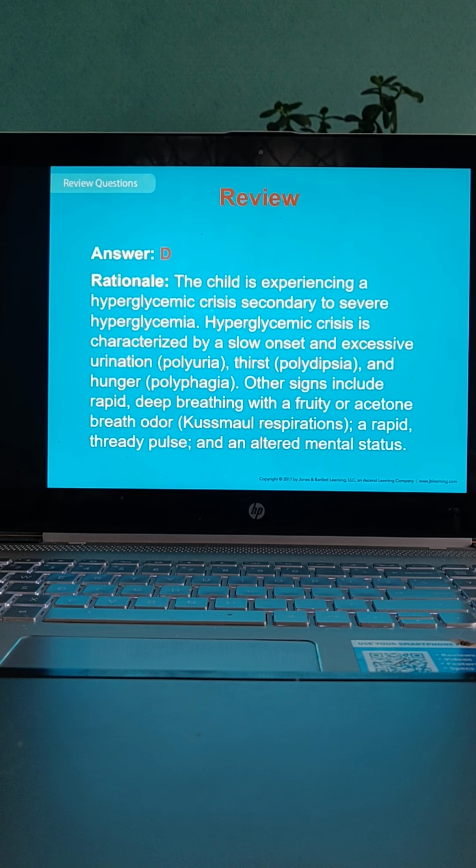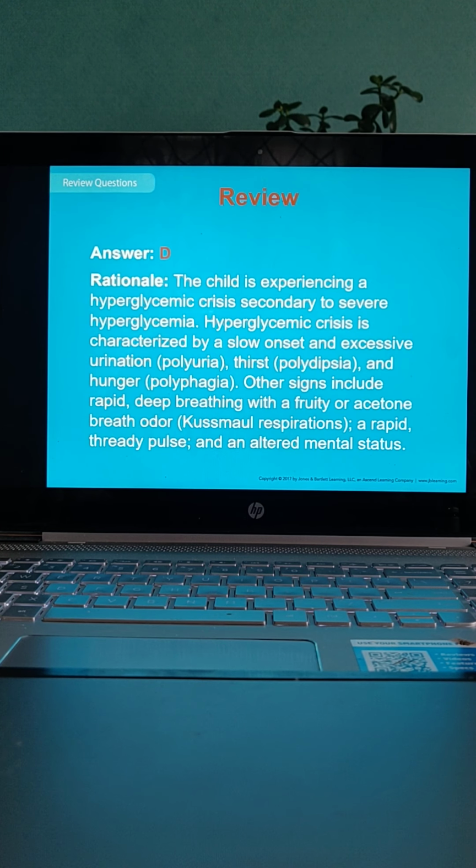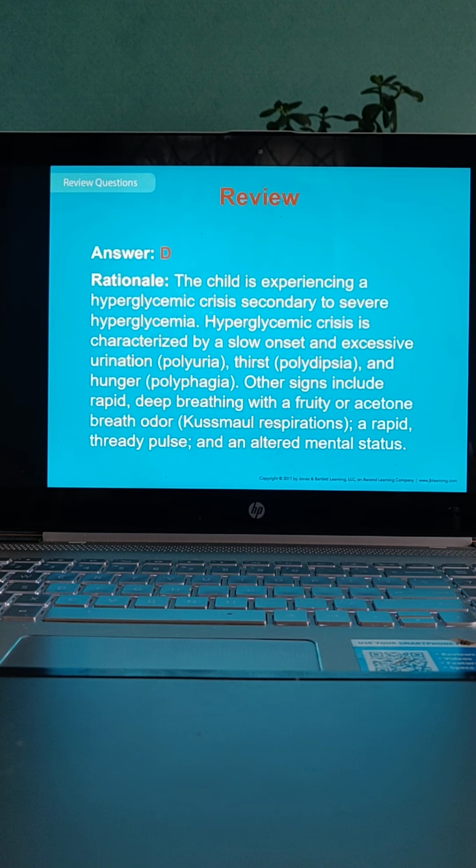Hyperglycemic crisis is characterized by a slow onset and excessive urination, which is polyuria, thirst, which is polydipsia, and hunger, polyphagia. Other signs include rapid, deep breathing, Kussmaul respirations, with a fruity or acetone odor, a rapid, thready pulse, and altered mental status.